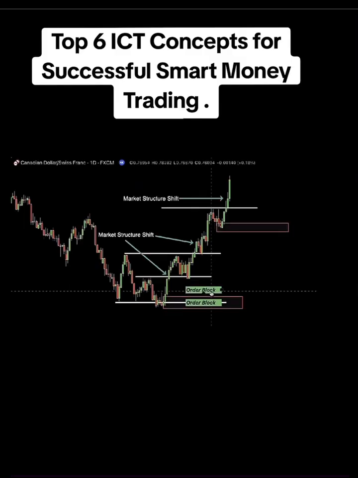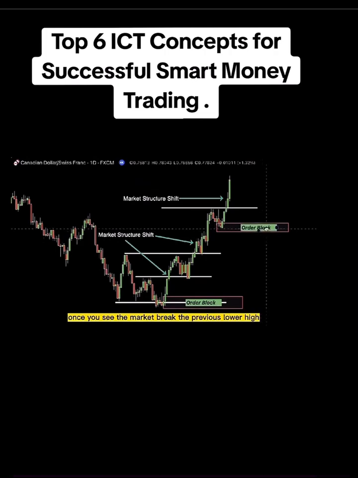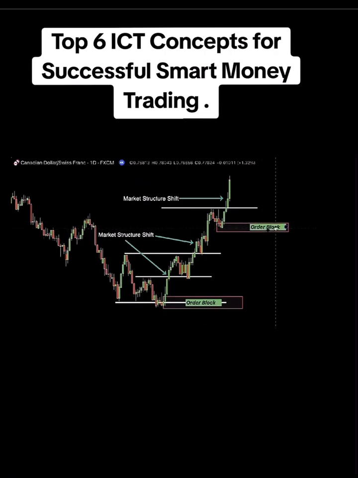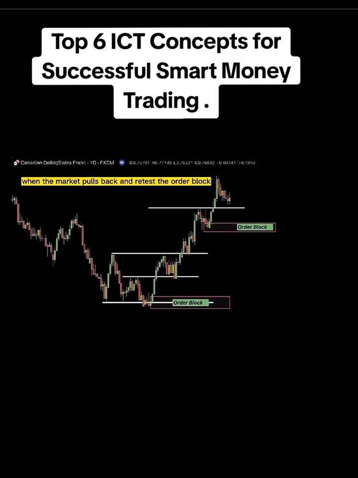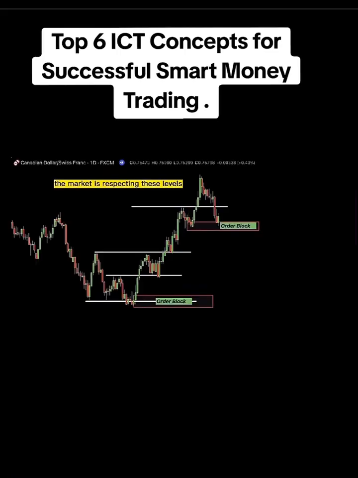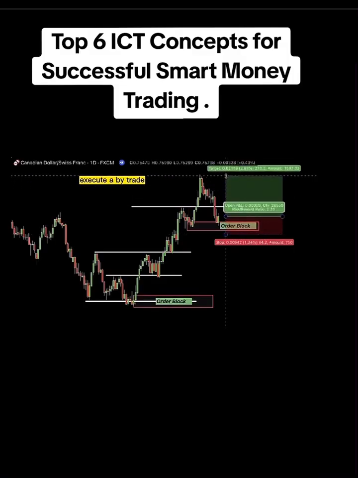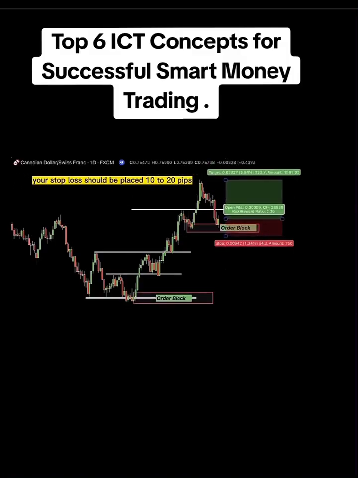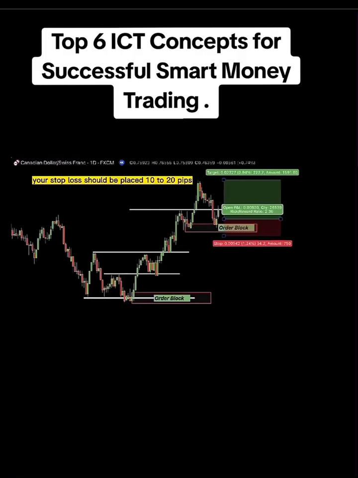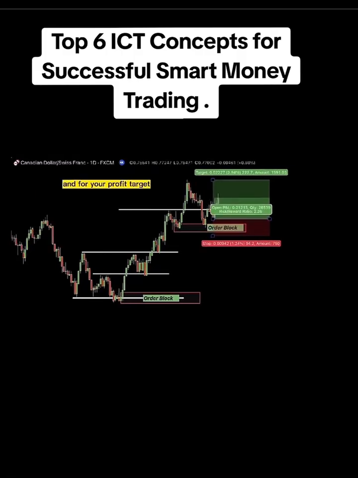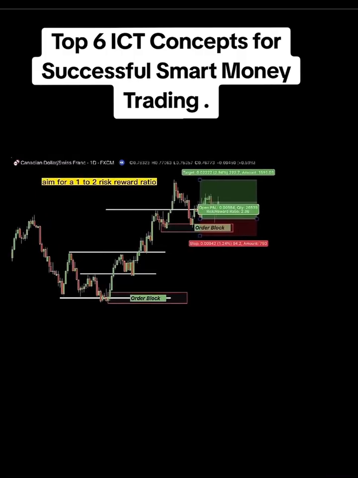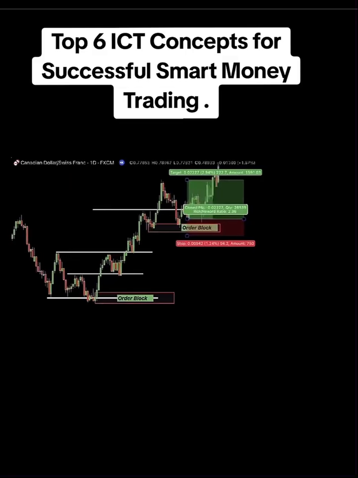Identify the shift. Once you see the market break the previous lower high with a displacement move, the market structure has shifted bullish. Wait for a retest. When the market pulls back and retests the order block, look for confirmation that the market is respecting these levels. Execute a buy trade. Once you have confirmation, execute a buy trade. Your stop loss should be placed 10 to 20 pips below the order block zone, and for your profit target, aim for a 1 to 2 risk-reward ratio.